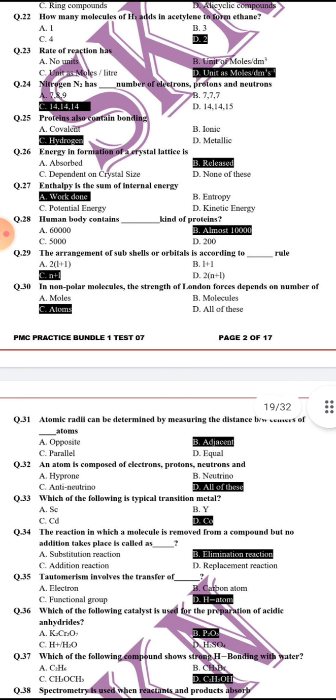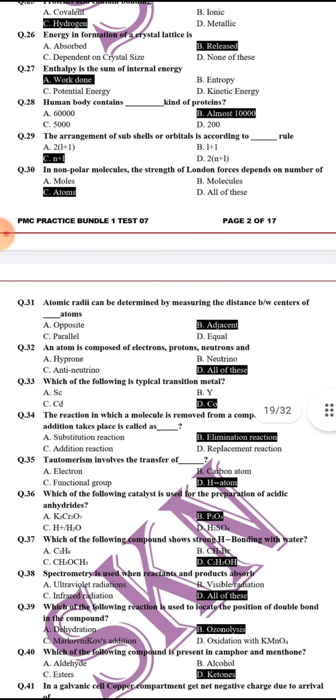The next MCQ 31. Atomic radii can be determined by measuring the distance between centers of adjacent atoms. Half of the distance between the two adjacent atoms is called the atomic radius, as we know.